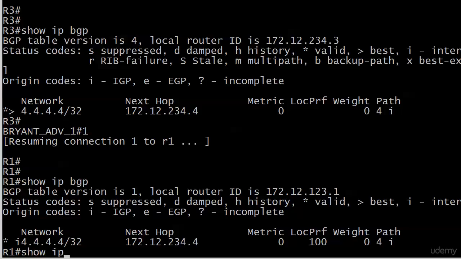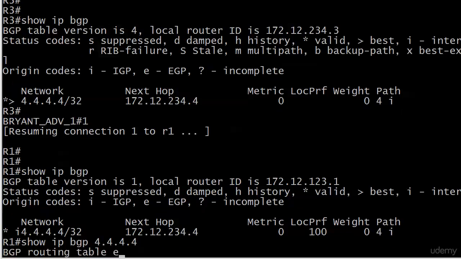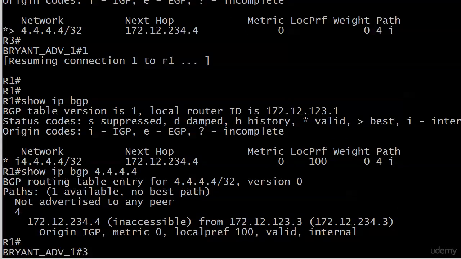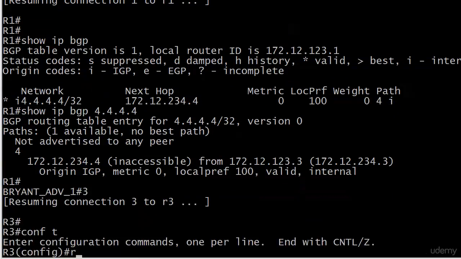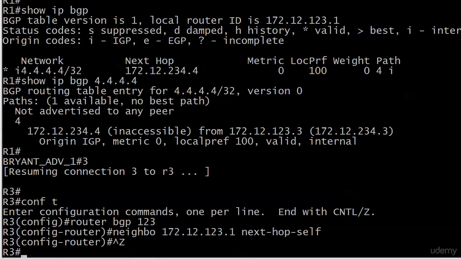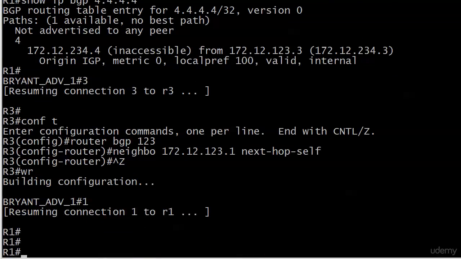And of course the problem, if we run show IP BGP with the network number, we'll see that it's not advertised to any peer. That's interesting, but also inaccessible. And if it's inaccessible, ain't no use in fixing anything else, because we got to fix that first. And we're going to do that, of course, with next hop self. We'll go back to 3, 1, and we want next hop self. Just save on the way out.